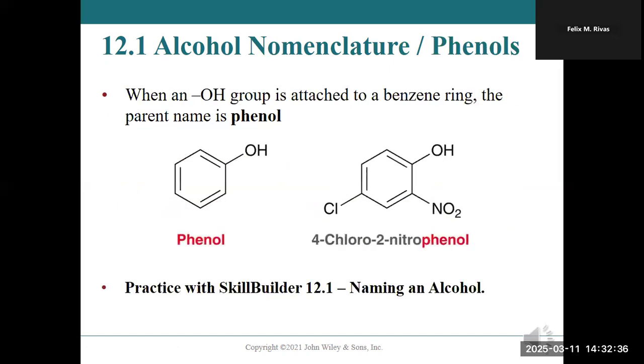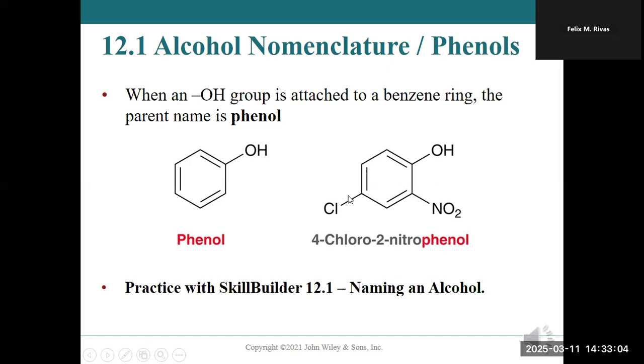In terms of naming the phenol, we take the phenol as a unit, and that becomes the parent name. So in this example here, phenol is included within this molecule. We have a nitro group here and a chloro group here. In order to give the lowest possible numbers, you assume phenol always gets number 1, and then we go, in this case, clockwise. That gives the nitro group number 2, and the chloro gets number 4.